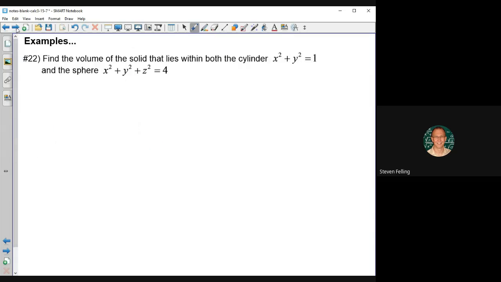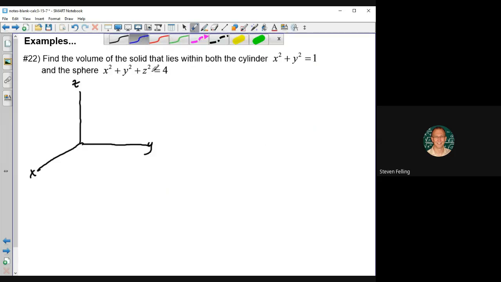Okay, and then the last one, a little bit more involved, says find the volume of the solid that lies within both the cylinder x squared plus y squared equals 1 and the sphere x squared plus y squared plus z squared equals 4. So let's sketch what's going on here. We've got our coordinate system. I just start by sketching rectangular, and then I will convert in the integration process if necessary.